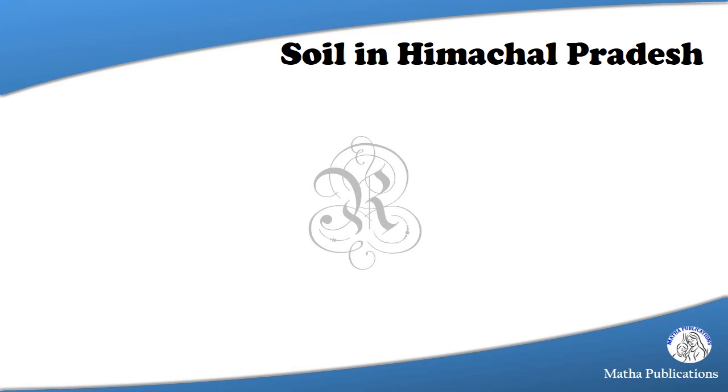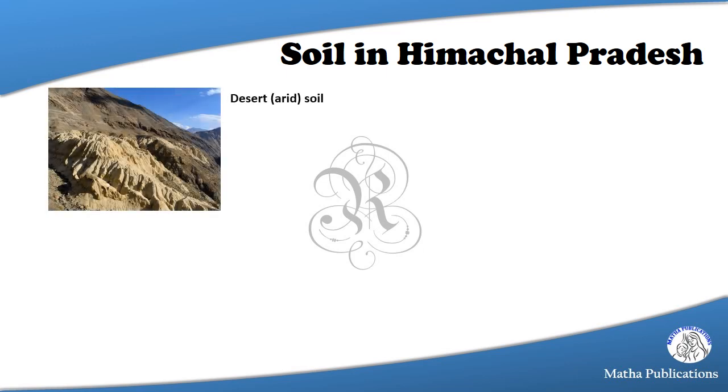The desert soil or arid soil is found in cold desert areas. It is of sandy to loamy texture with clay content less than 15%. It is pale brown to yellowish brown in color. It is infertile and is lacking nutrients like nitrogen, phosphorus, potassium, sulfur, and zinc.